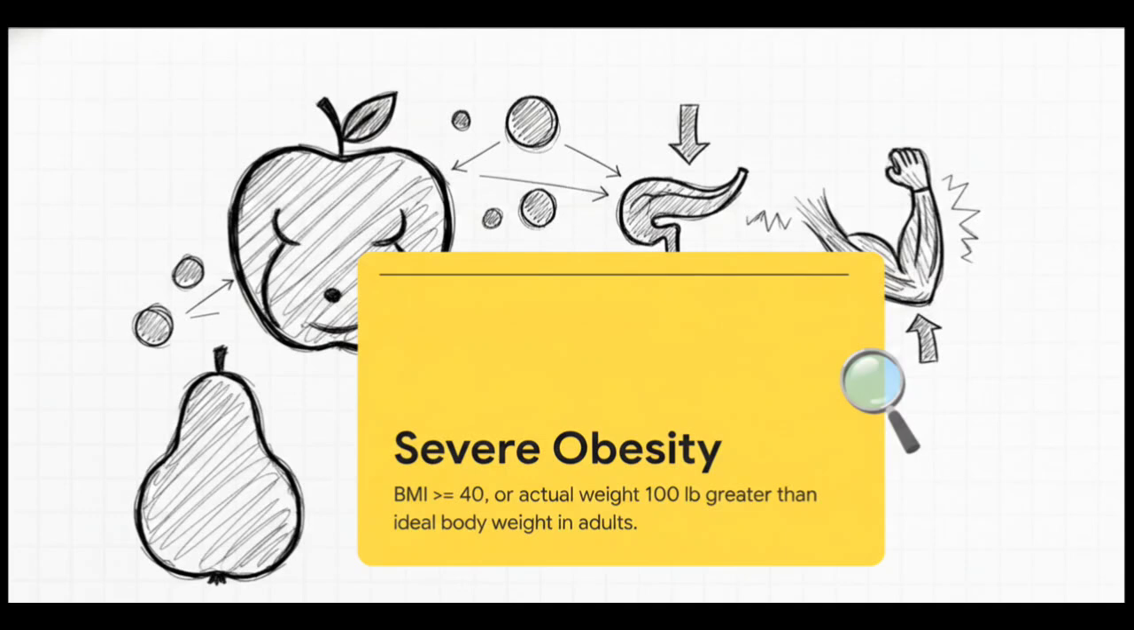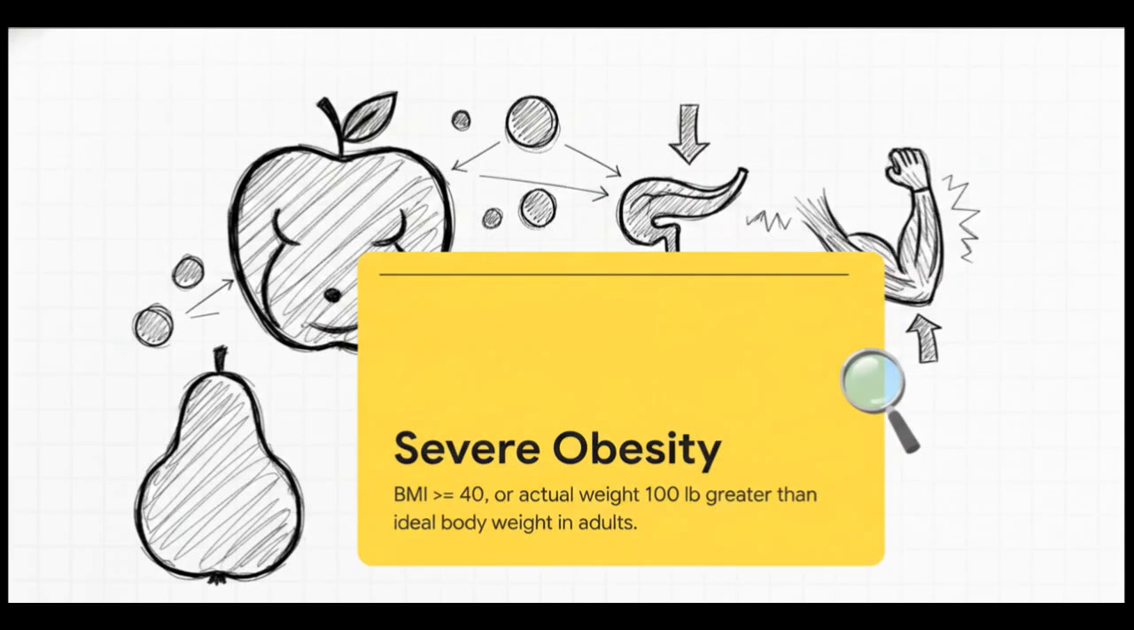So what exactly defines severe obesity? We're looking at a BMI of 40 or greater. That generally correlates to an actual body weight about 100 pounds over the ideal. And keep in mind, central or apple-shaped obesity carries much higher risks than peripheral pear-shaped obesity.